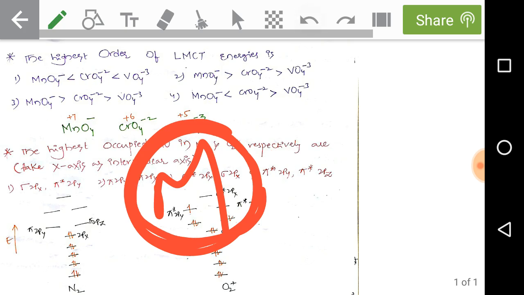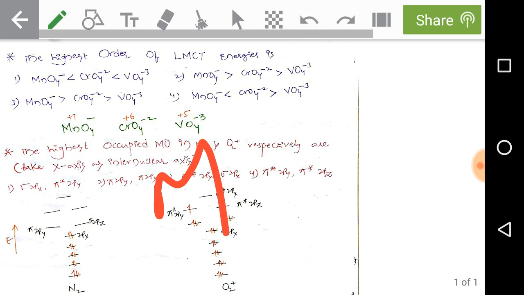So in that case, vanadium with +5 oxidation state needs the most energy, that means the highest energy, to transfer charge from ligand to metal. Okay, so this is the correct order of increasing energies to transfer charge from ligand to metal.